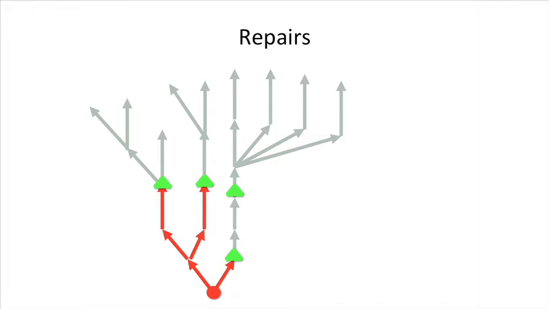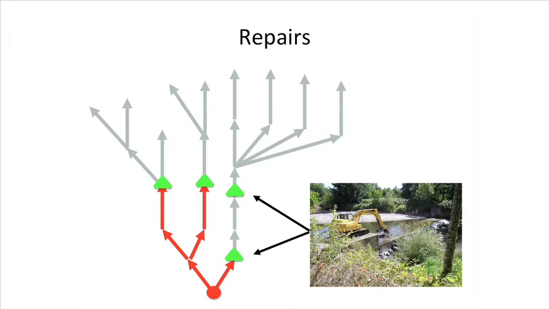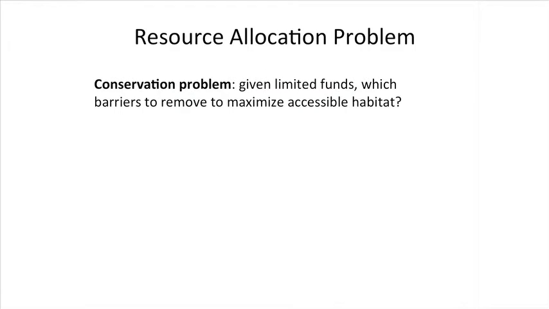Okay, so what we as conservationists would like to be able to do is go in and remove some of those dams or install passive structures to allow the fish to reach more of their historical spawning habitat. Of course, we have a limited budget for doing that. So the conservation problem here is one of resource allocation. If we have limited funds, which barriers should we remove to maximize the accessible habitat?